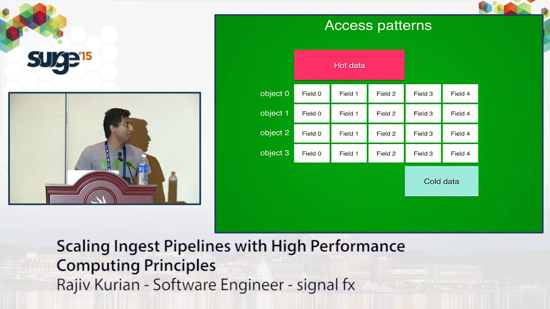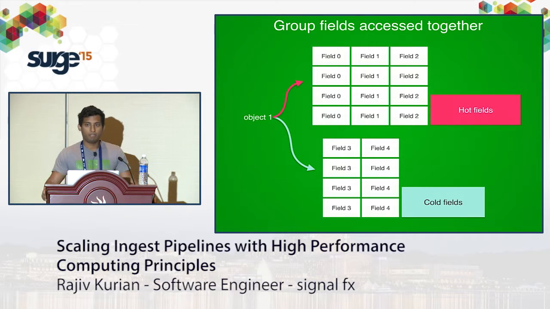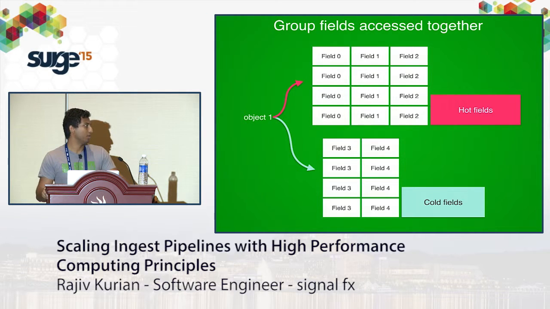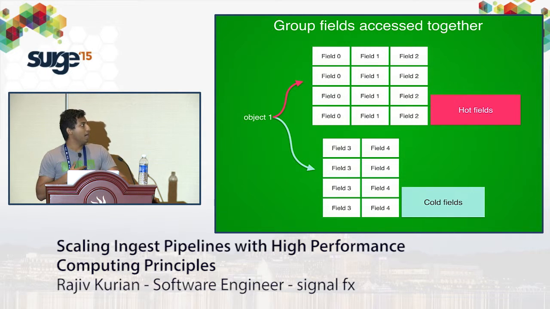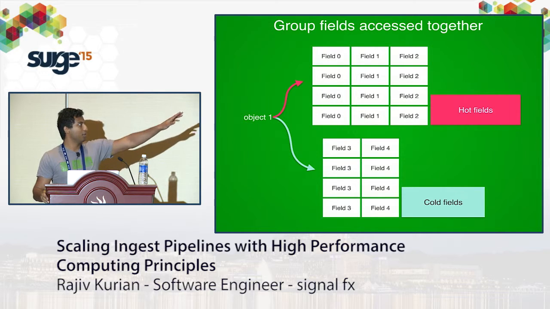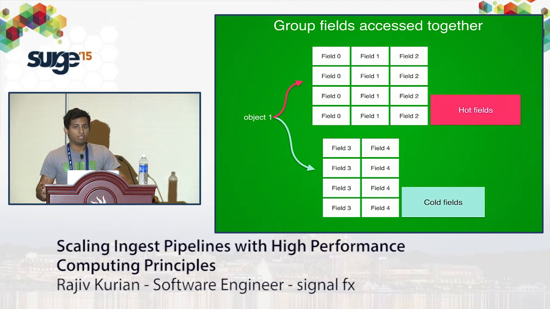A better layout, given how we're accessing our data, is this. We separate the hot fields into their own array and the cold fields into their own array, and your object virtually points to the hot array and the cold array. When you need the hot fields, get them from the top array. When you need the cold fields, get them from the bottom. So now that same loop going through only the hot fields is getting all its data from the top array, so we're not wasting anything.